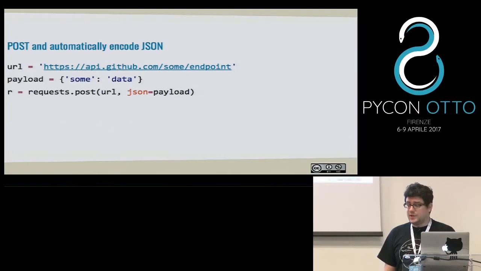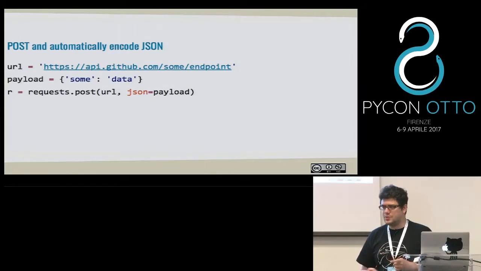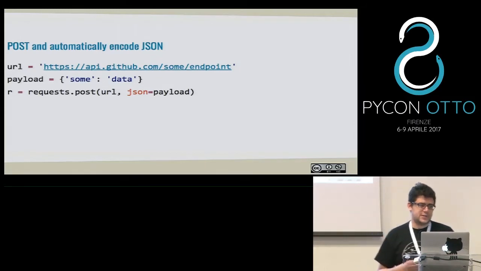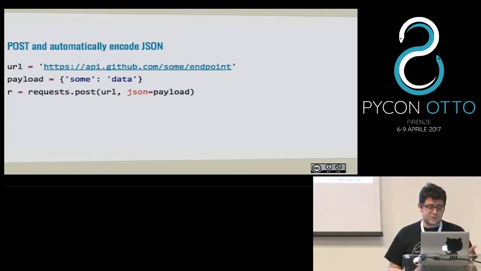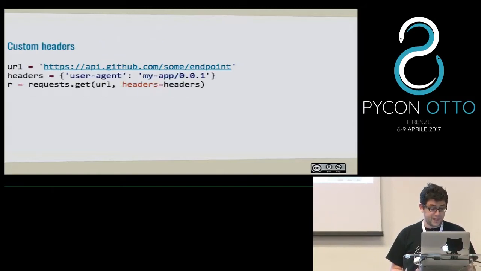The payload is automatically encoded to a JSON string, so you don't have to worry about double quoting everything, because otherwise, for example, if you use a single quote, it's not going to be valid JSON, etc. So you just pass it to the json parameter and you're done. You don't have to do anything else.